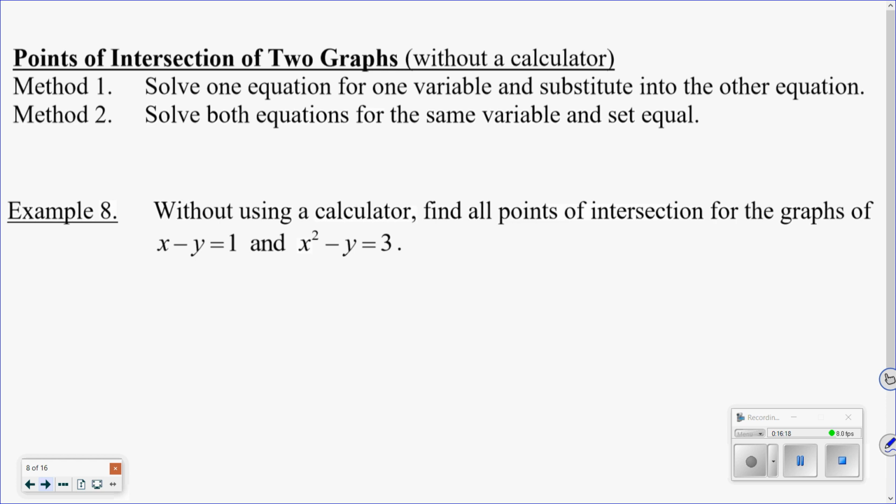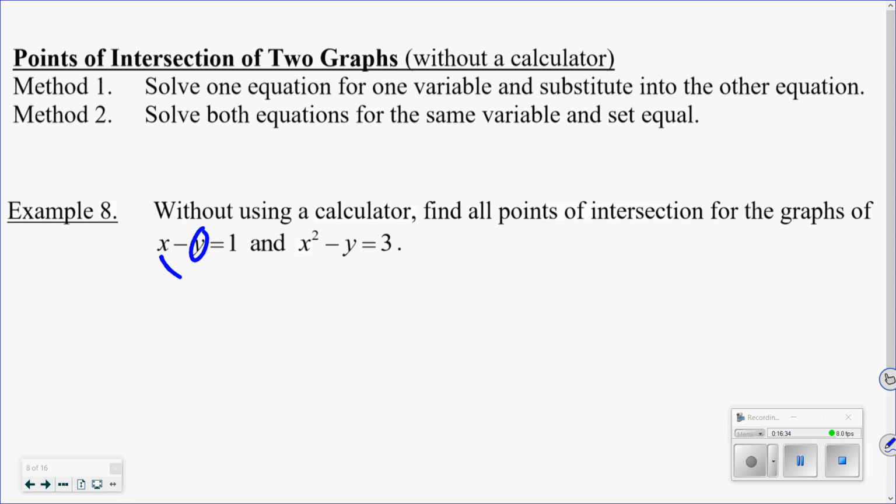So you're essentially doing the same thing. Now again, we did this with the calculator, right? We graphed them and found points of intersection. So this is doing it algebraically. So let's do this the first way. If I solve for x in this equation, I'll have to plug it into the square, which sounds like more work for me. So I'm going to solve for y right here in this equation.